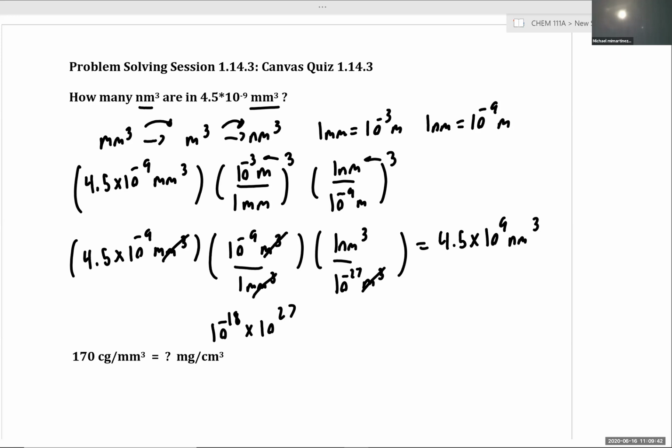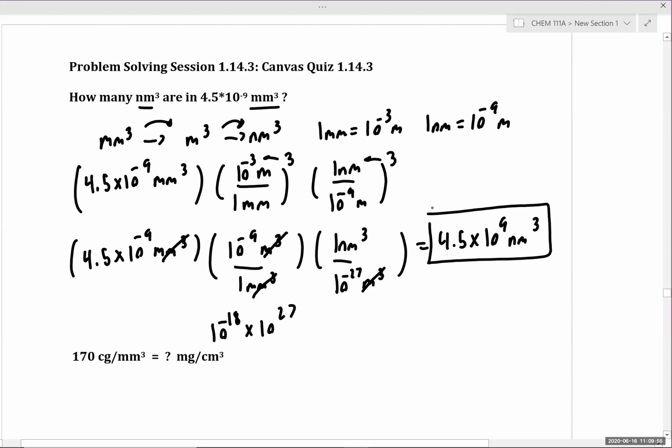Any questions on this example? Wait, so that's the answer. It's 4.5 times 10 to the 9th nanometers cubed? Yep. Okay. And I'm sorry, how do we write that again on the quiz?